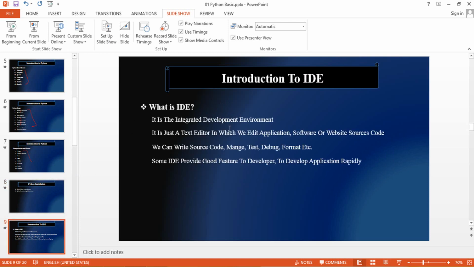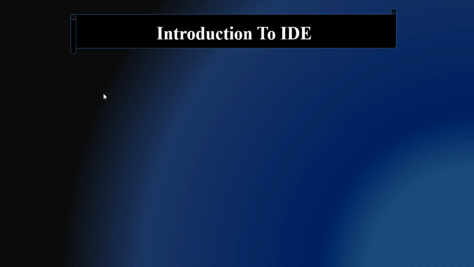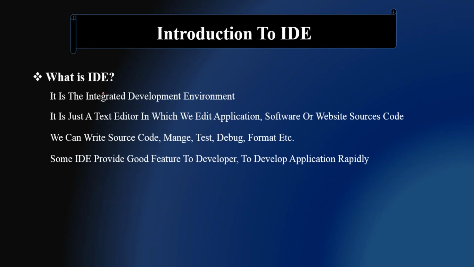Another topic is what is an IDE? An IDE is actually software. You have to download an IDE to write Python code. IDE means integrated development environment, just like a text editor in which we edit the source code of any application, software or website. We can write source code, manage, test, debug and format. So this is actually software in which we write source code for our application, program or software.